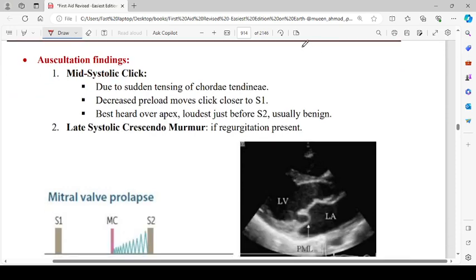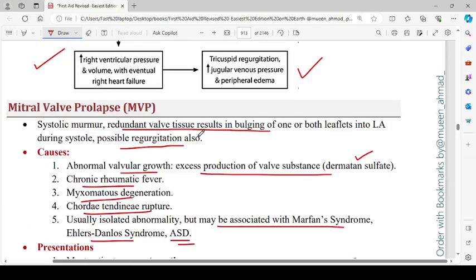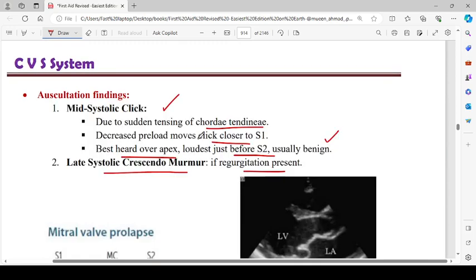Auscultatory findings are a mid-systolic click due to sudden tension of the chordae tendineae. Decreased preload moves the click closer to S1, best heard over the apex, loudest before S2, and usually it is benign. Late systolic crescendo murmur if regurgitation is present. So if regurgitation is also present in the setting of mitral valve prolapse, then we can find a late systolic crescendo murmur.